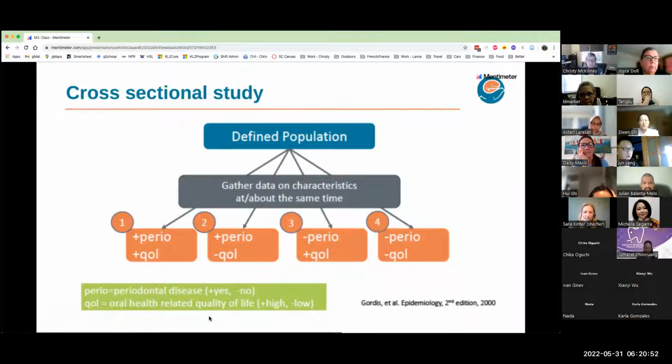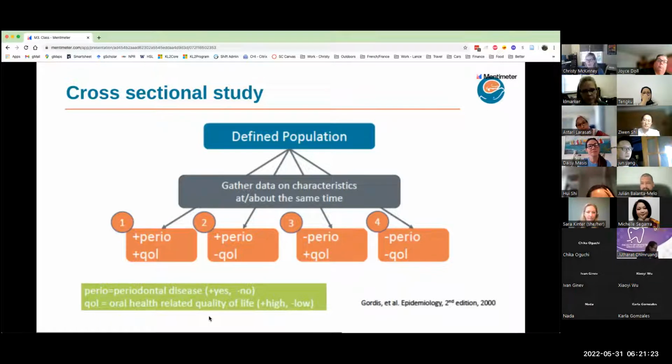And as a routine, they do periodontal exams and they collect a questionnaire when people come into clinic about their oral health related quality of life. So they're getting a perio exam and they're measuring quality of life at the time they get their perio exam. And what the investigator does in this case is takes everybody in their clinic from some certain time period and just abstracts all this information.